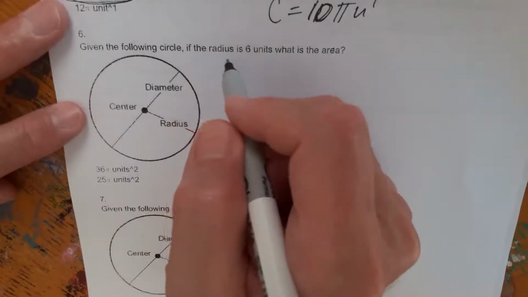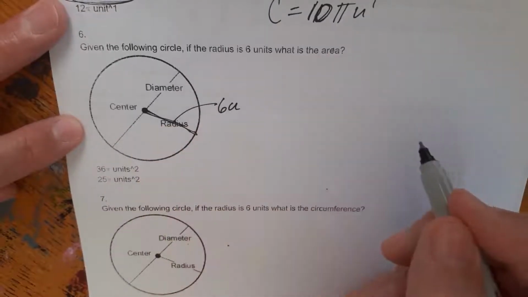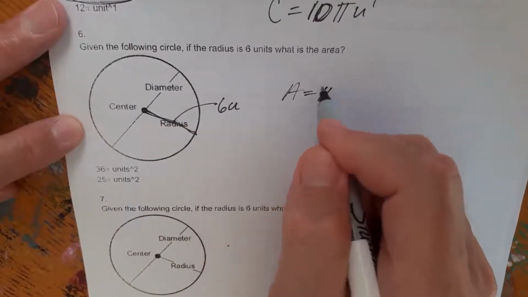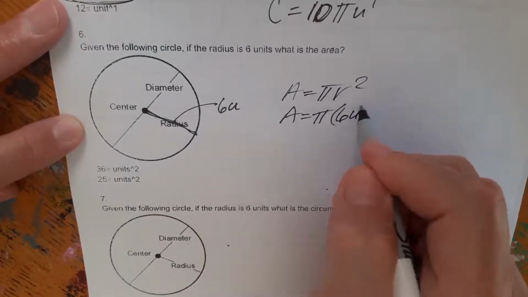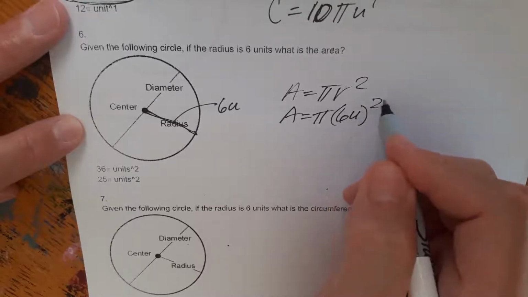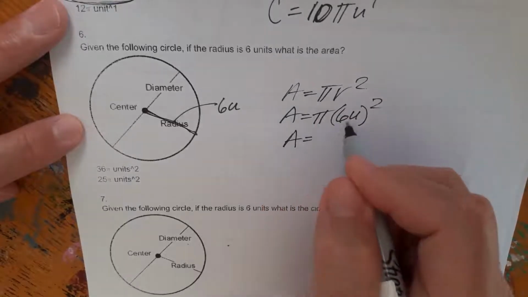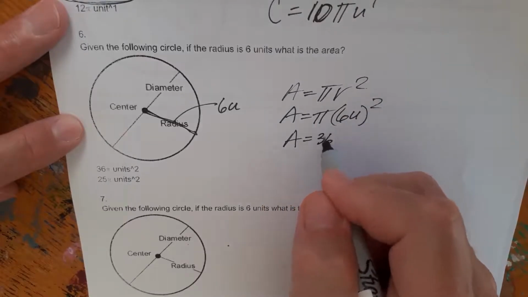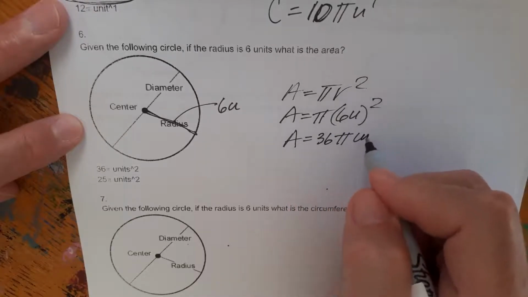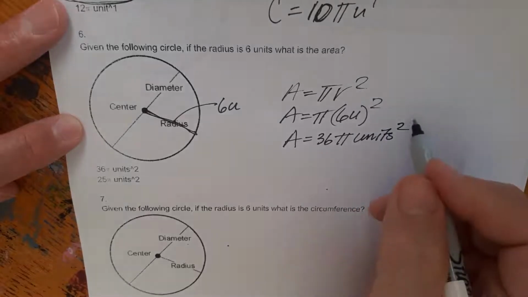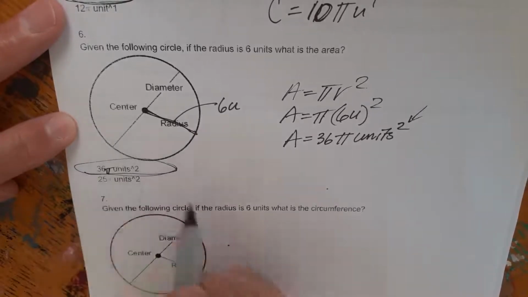Given the following circle, if the radius is 6 units, what is the area? So now they're telling us the radius here is 6 units. Okay, so we have area equals pi r squared. Area equals pi 6u squared. Notice we put the units right into the calculation. It gets involved too. Area equals 6 times 6, because that's squared, is 36. The pi stays in the answer. It doesn't go anywhere. And units times units becomes units squared. And that's good because an area requires units squared. So 36 pi, that's a pi right there, units squared.